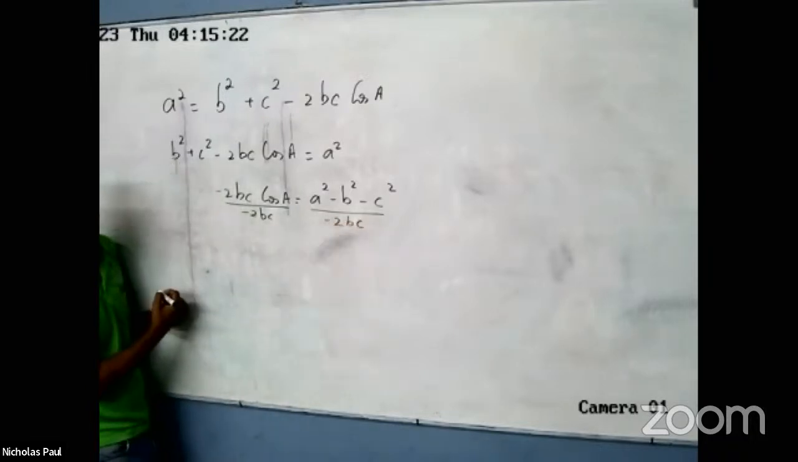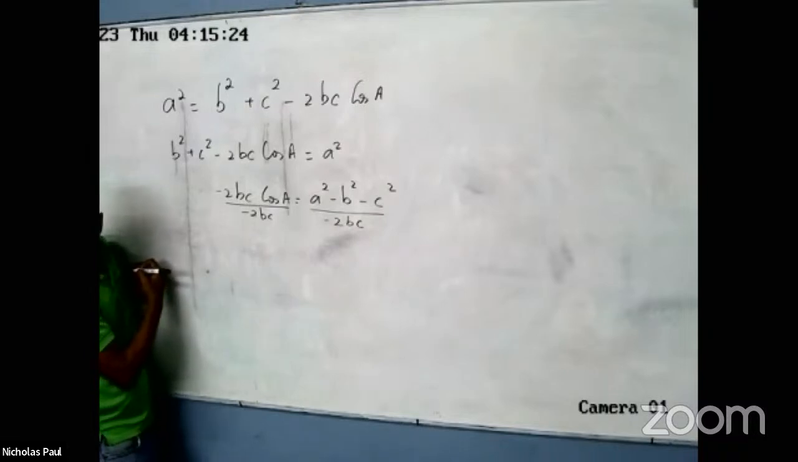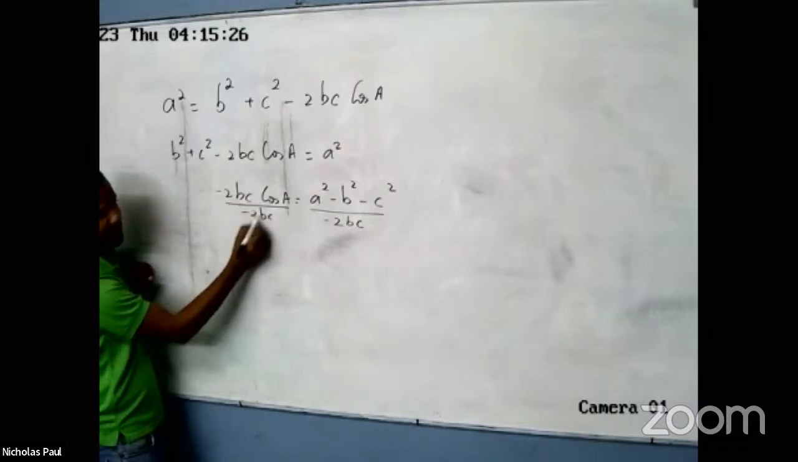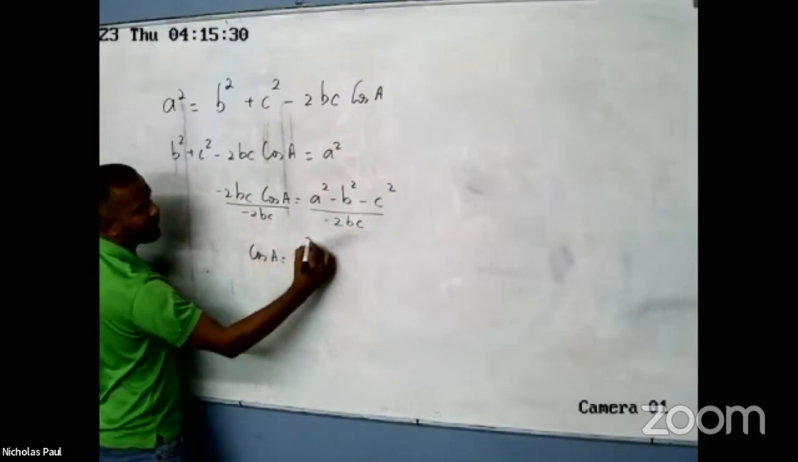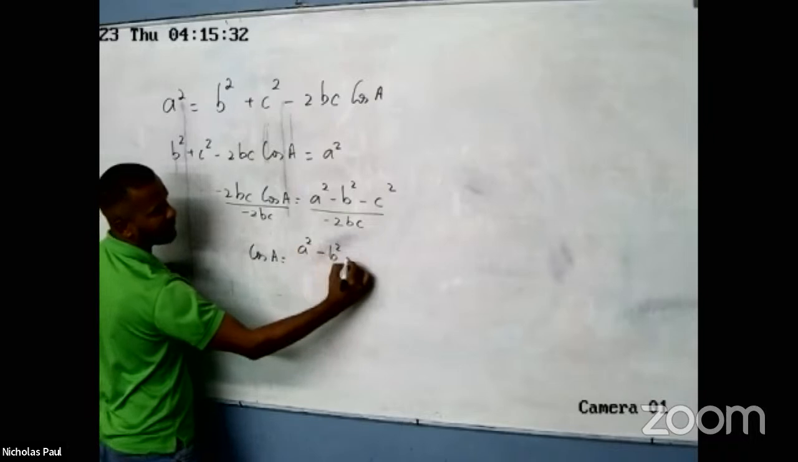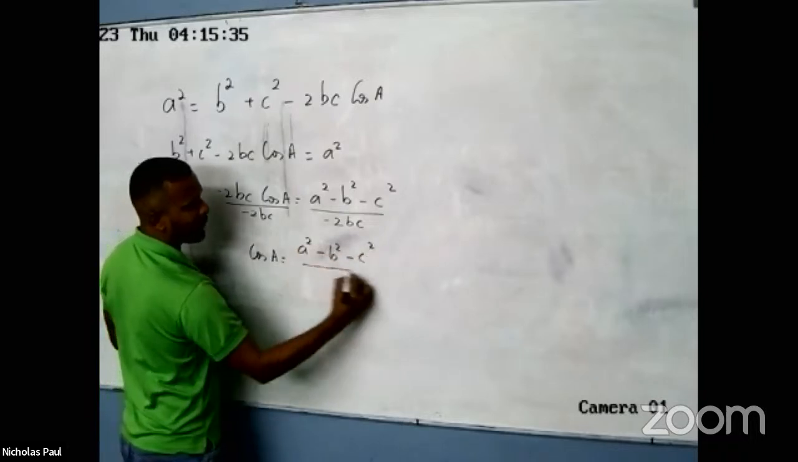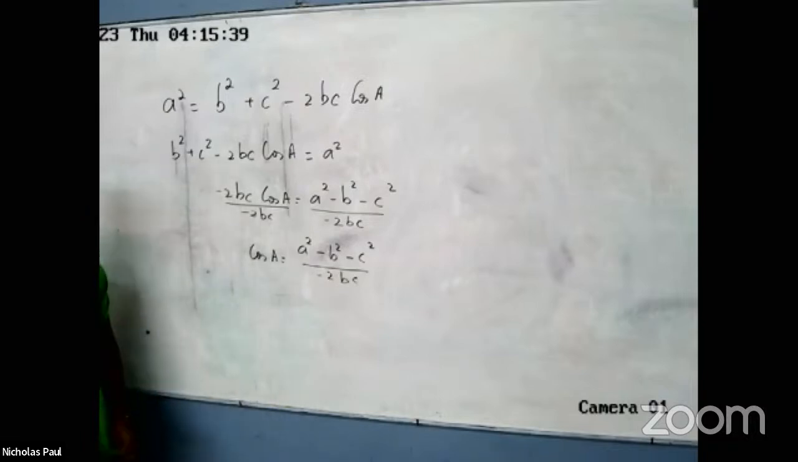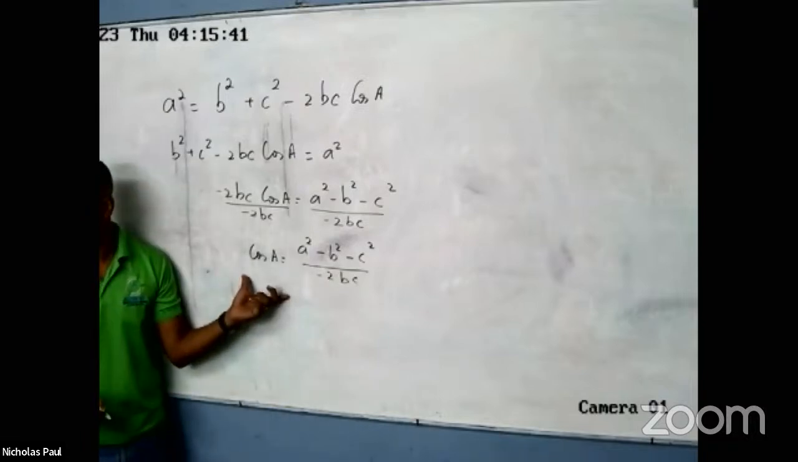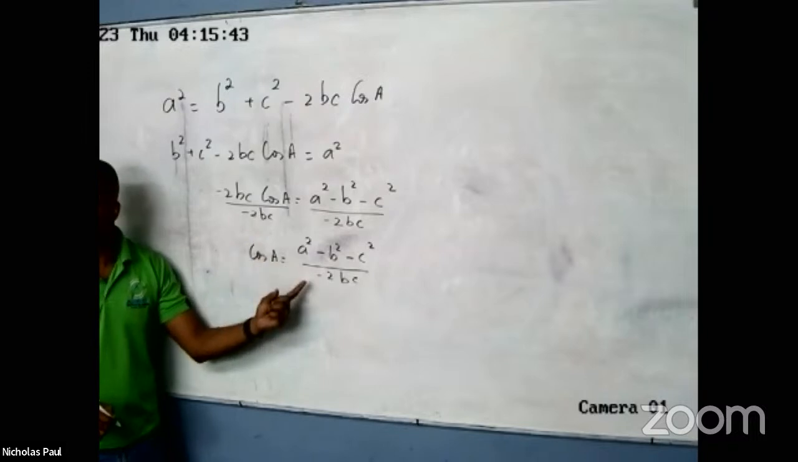Okay with that? Okay with us? So we're left with what? This will cancel, and we'll be left with cos A is equal to a squared minus b squared minus c squared all over 2bc minus 2bc. Then what's next? Carry across, cut, and you'll get cos inverse, right?